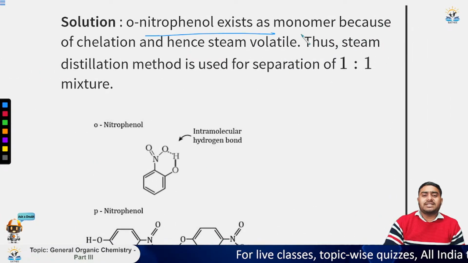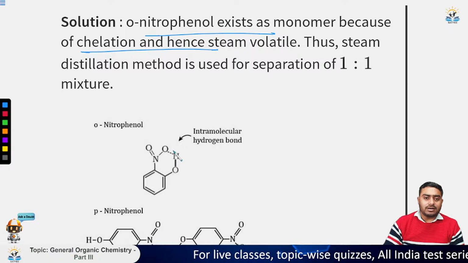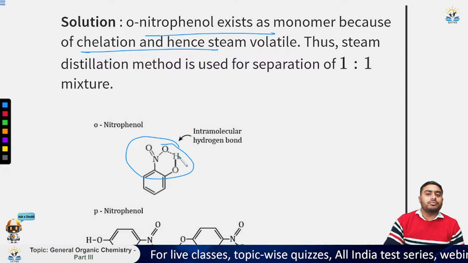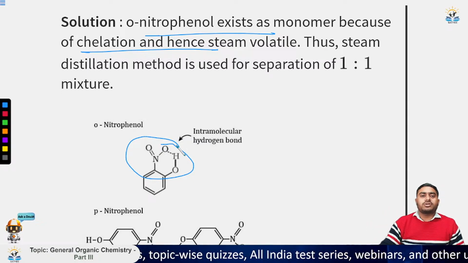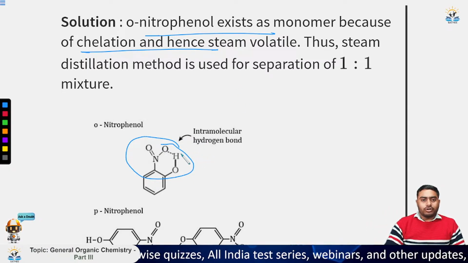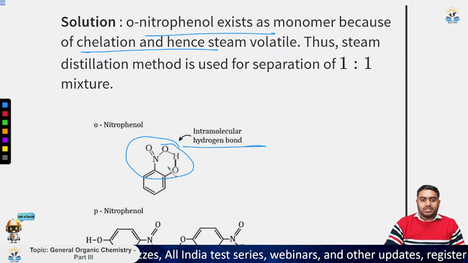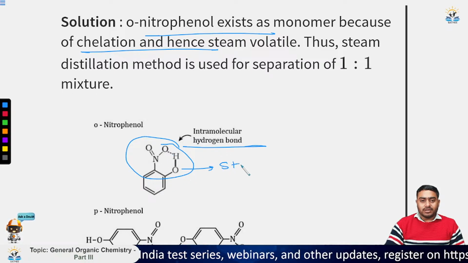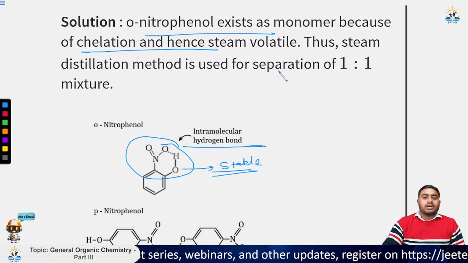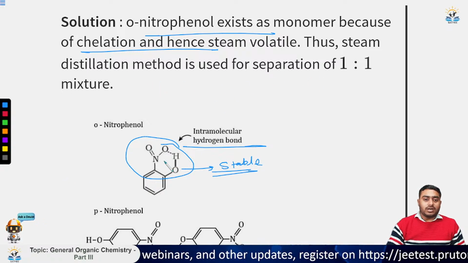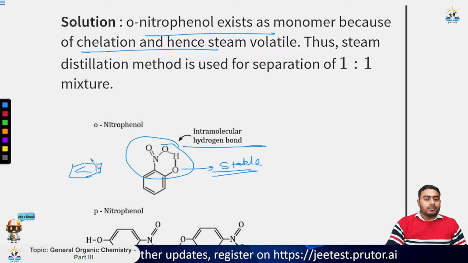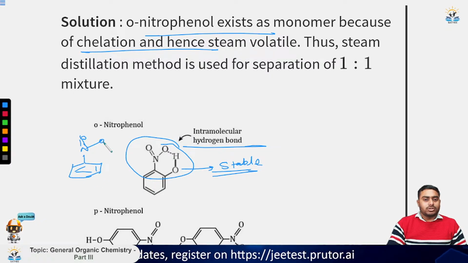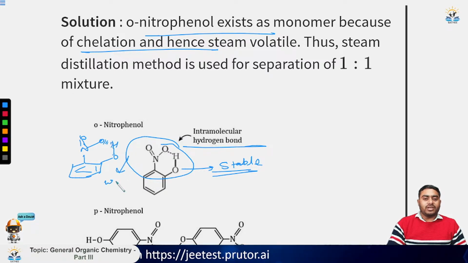So orthonitrophenol exists as a monomer because of chelation. You can see when rings are formed, that is known as the chelate effect, these structures are known as chelates, and this phenomenon is known as chelation, and hence steam volatile. I told you already, due to the intramolecular hydrogen bonding, this compound becomes stable. Thus steam volatile, because this is stable in itself. The second compound will become stable in itself, but between these two compounds the interactions are weak.